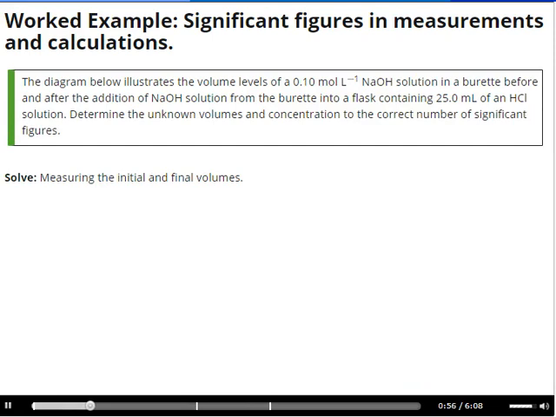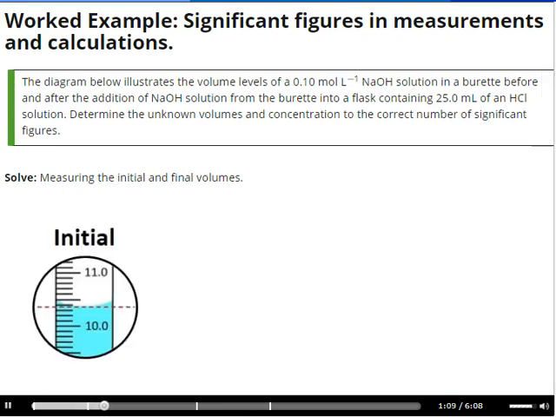To determine the total volume of NaOH added to the HCl solution, we first need to measure the initial and final volumes of solution in the burette. Let's consider the initial volume first. In this situation, volumes are measured at the bottom of the meniscus, which is highlighted by a dashed line. We can see from the bottom of the meniscus that the volume of sodium hydroxide is between 10.3 and 10.4 milliliters, so the first three digits of our answer will be 10.3.